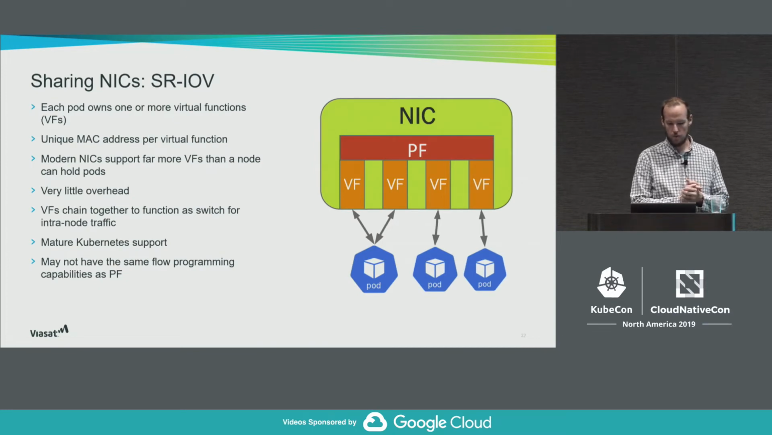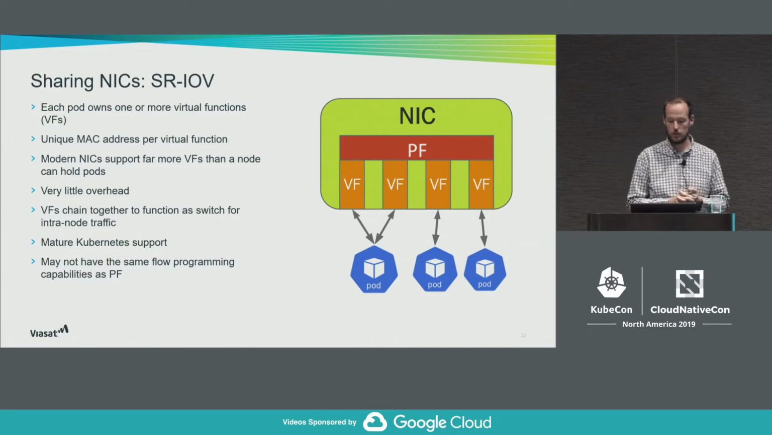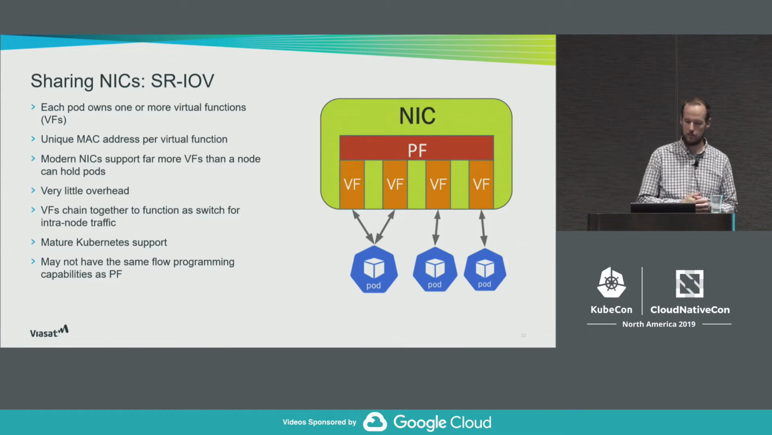And the last one we looked at was SRIOV. So with SRIOV, each pod gets one or more virtual functions on the NIC, which is a concept in the hardware of the NIC. And each of those virtual functions has a unique MAC address. And with most modern NICs, it has more virtual functions than you could fit pods on a node. So it's not uncommon to see 512 virtual functions or 1,024.